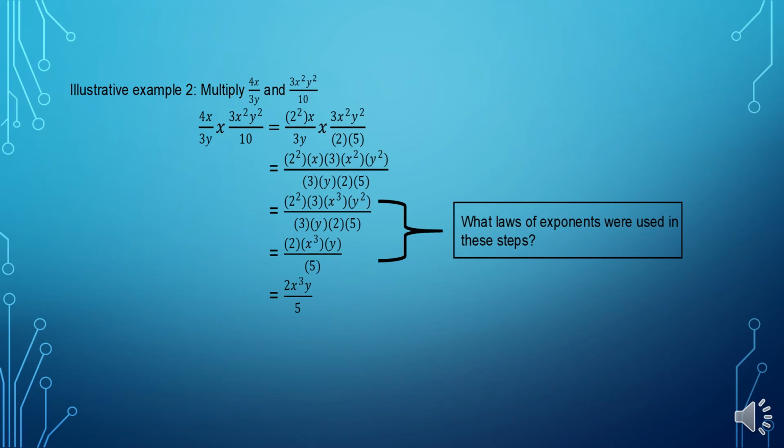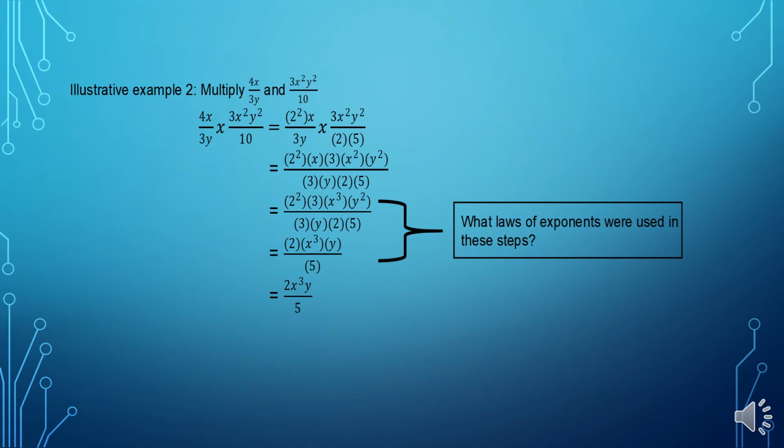And then, after that, we're going to combine. 2 raised to 2 times x times 3, x squared times y squared over 3y times 2 times 5. So look for anything that can be cancelled out. If there's anything that can be cancelled, then cancel it. Just like here, we have in the numerator 2 raised to 2, and then in the denominator we have also 2. So it cancels out, and one 2 remains in the numerator.